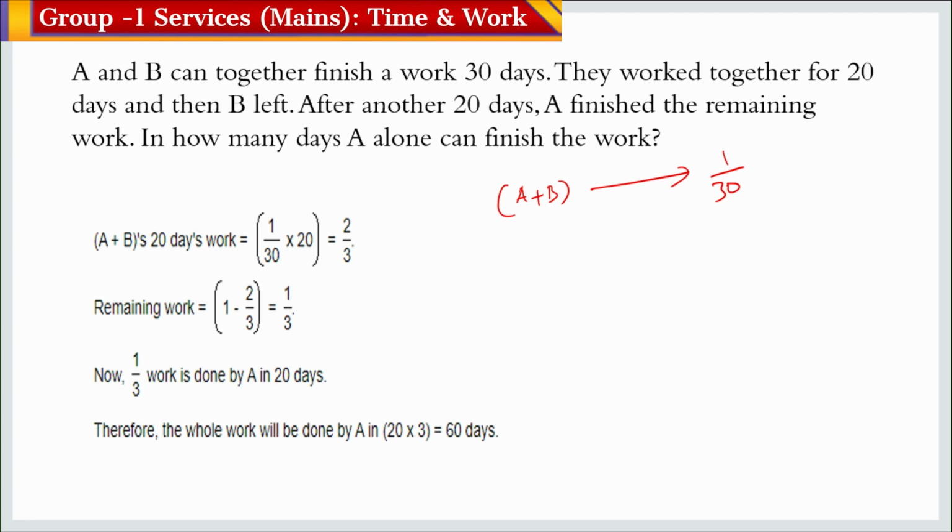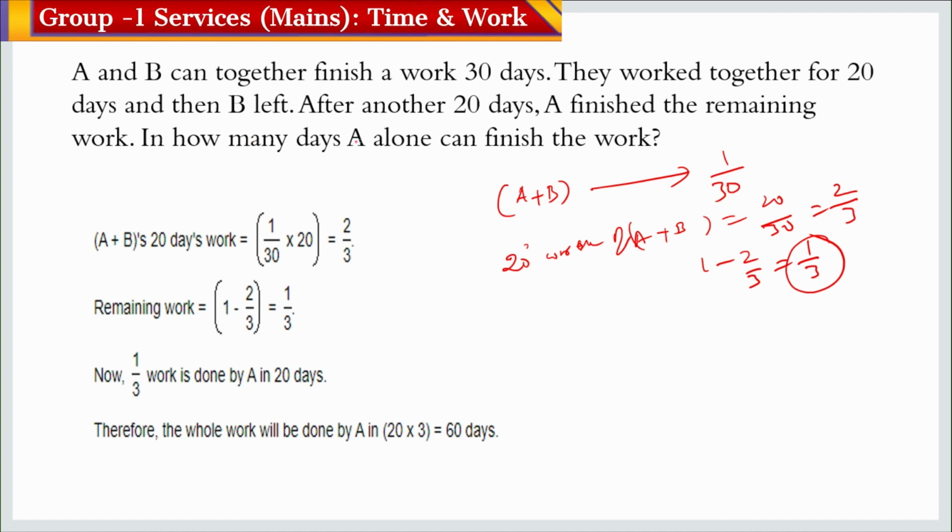If they work together 20 days, means 20 days work of A plus B means 20 by 30, means 2 by 3, correct. What is the remaining work? 1 minus 2 by 3, which is 1 by 3. So, 1 by 3 work was left.